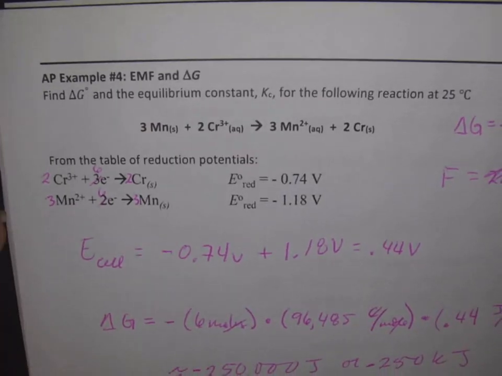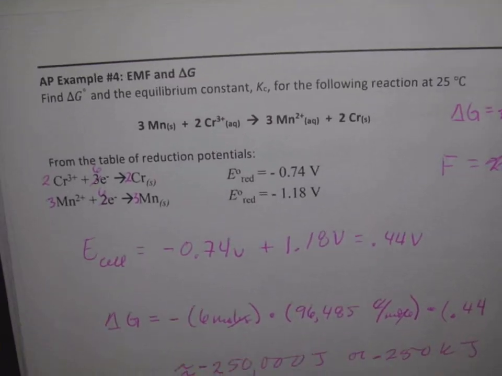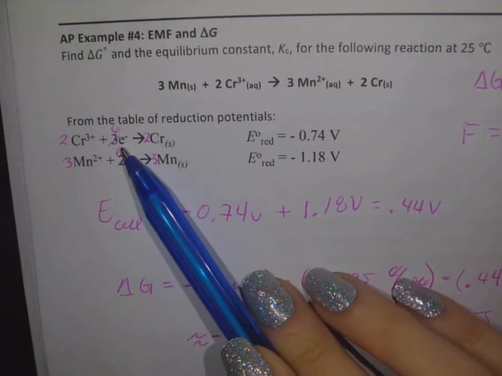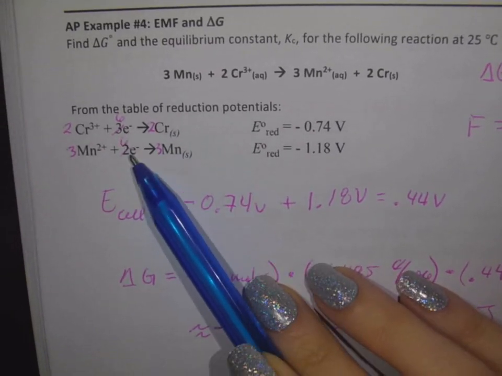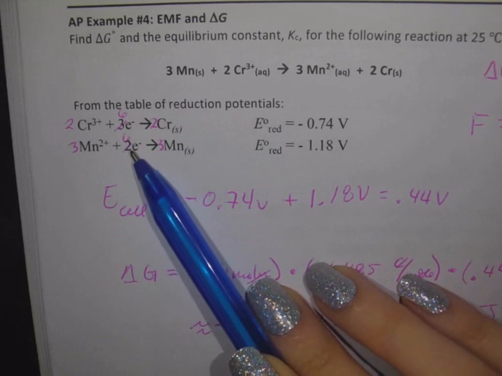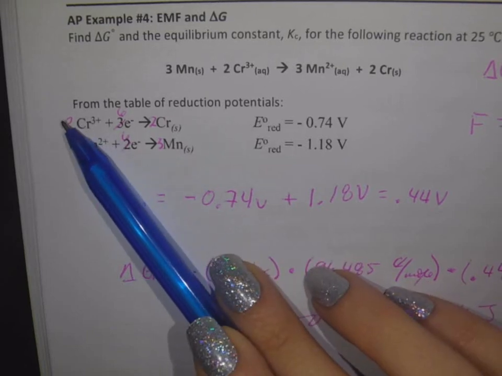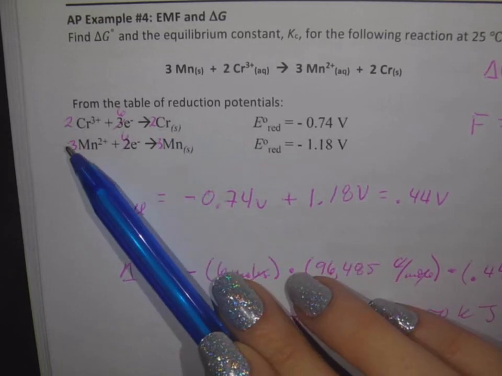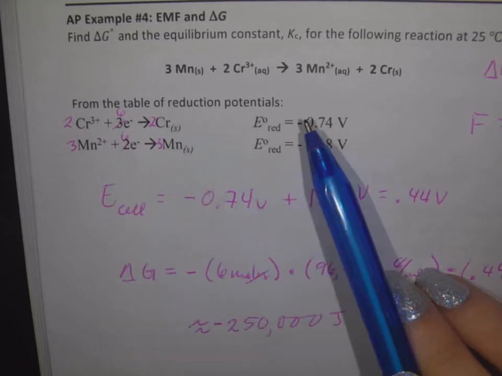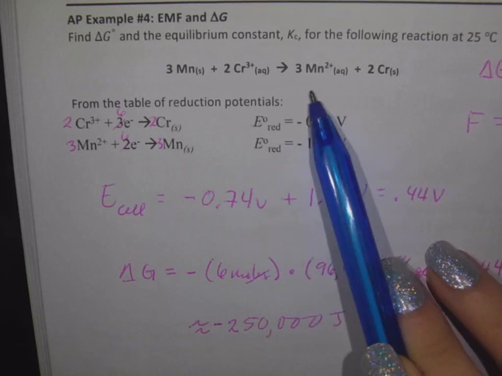Moles of electrons. Okay, so example number 4. Something interesting: do you see how we have 3 electrons and then 2 electrons? And we need them to be the same, like we need to be gaining and losing the same amount. And so I just multiplied everything here by 2 and everything here by 3. But what is crazy is you do not multiply the E values.